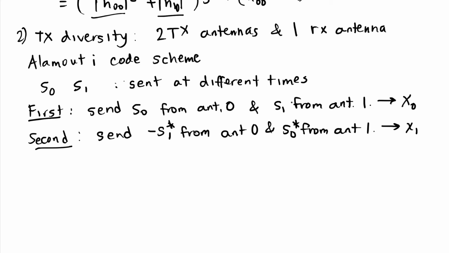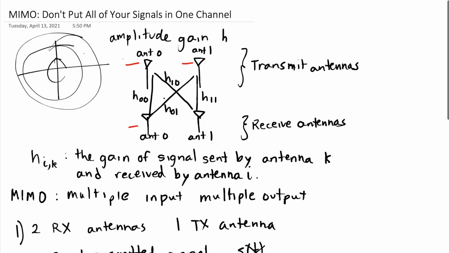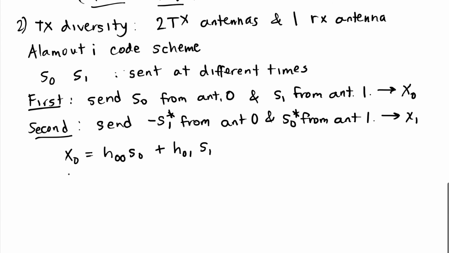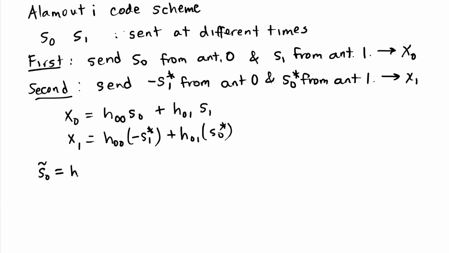These two are going to add together in a linear combination based on those channel gains. So X0 is going to be equal to H00 times S0 plus another channel H01 multiplying the signal S1. So X0 takes that form, and X1 is the same channels, but instead of S0 being sent, it's minus S1 conjugate and S0 conjugate being sent. And what we're going to do in the Alamouti scheme is form particular linear combinations of X0 and X1 in order to estimate S0 and S1.